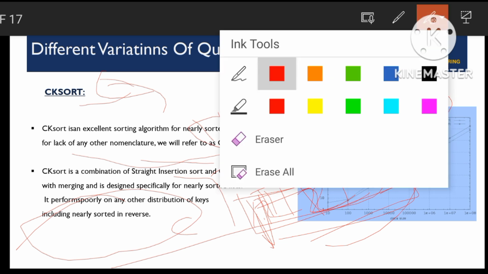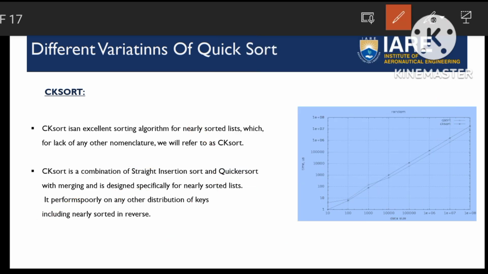Let me clear my screen. You can see ck sort is an excellent sorting algorithm for nearly sorted lists, which for lack of any other nomenclature we call ck sort. Ck sort is a combination of insertion and quicksort. This is the slide. This is the graph which you can see. After discussing some more, I will discuss the graphs after some time.